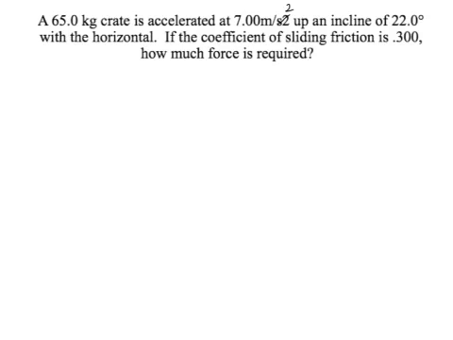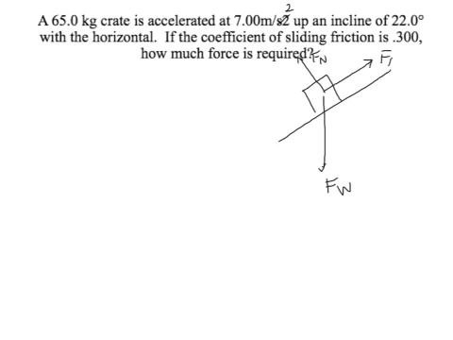So in order to start this problem, we've got to draw a good picture. Here's the crate. It has a weight force. It has a normal force. Someone is applying a force up the ramp, and that is what we are looking for. There is frictional force opposing that motion, parallel to the two surfaces in contact, and the angle of the incline is 22 degrees. So in the end, we need to find that applied force.